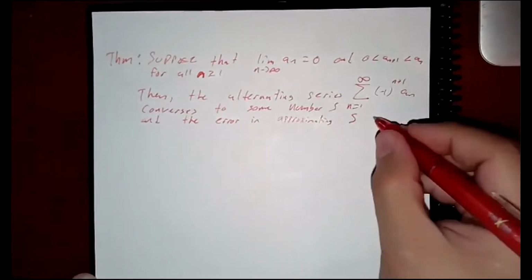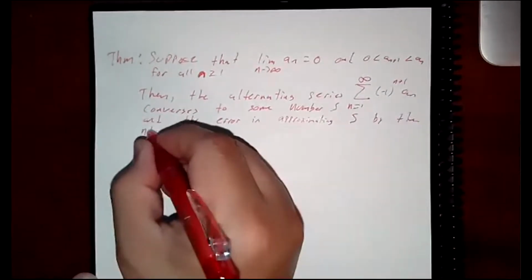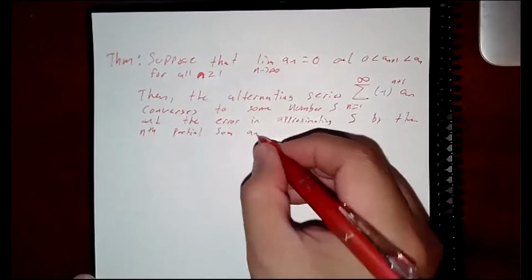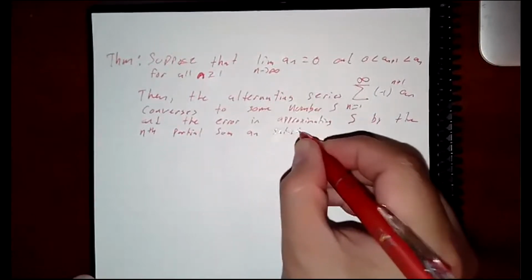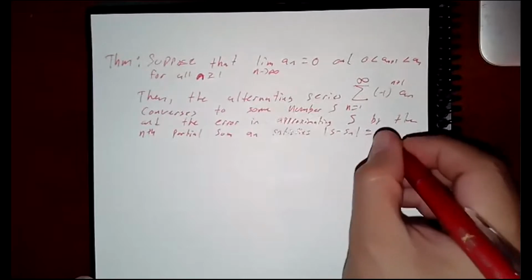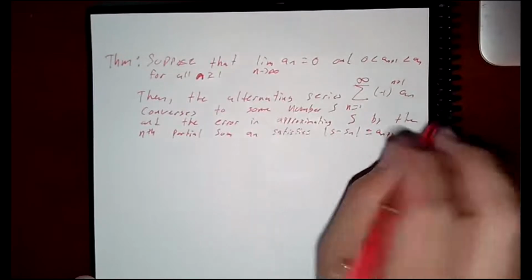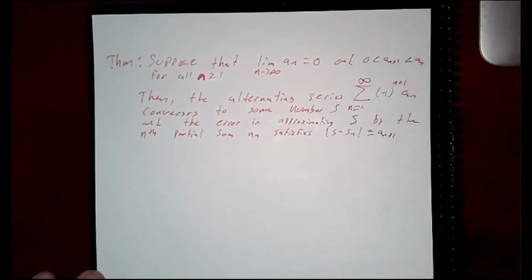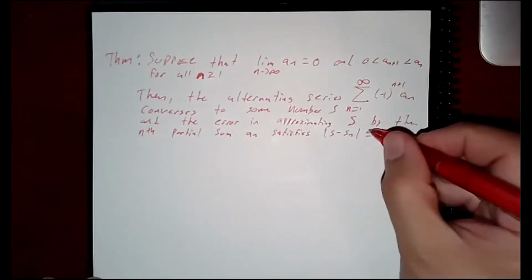Approximating S by the nth partial sum, a sub n satisfies the absolute value of S minus S of n is less than or equal to a sub n plus 1. That's the absolute value, right? The absolute value of S minus S of n, equal to a sub n plus 1. So thank you, this is less than or equal to, actually.